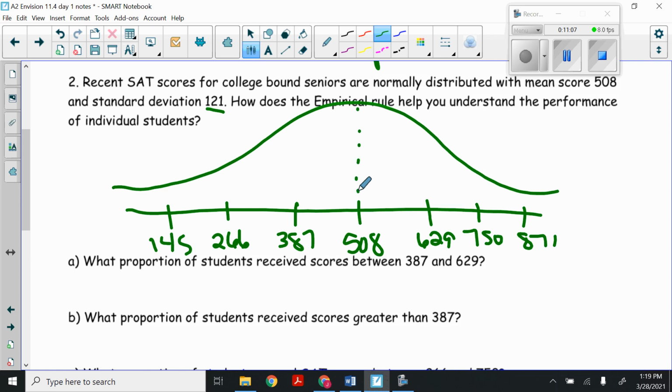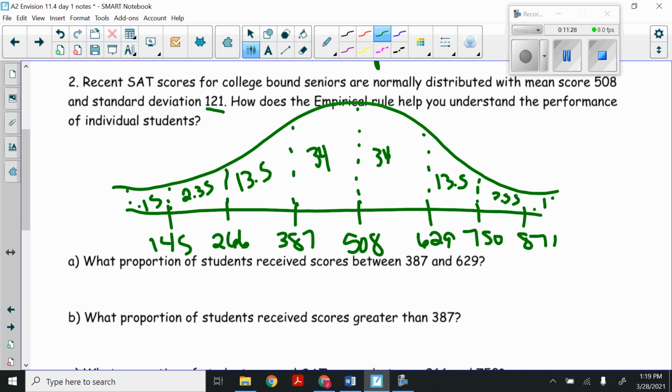Remember, this was our mean. If it helps, go ahead. I know that this is 34, this is 34%. You can go ahead and just draw out my, so this is my 13.5, 2.35, and my 0.15 out of my wings.